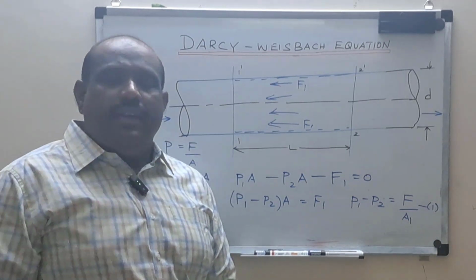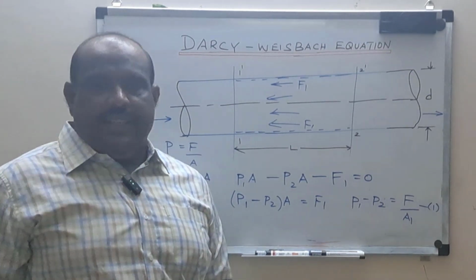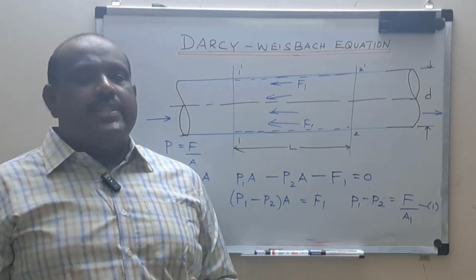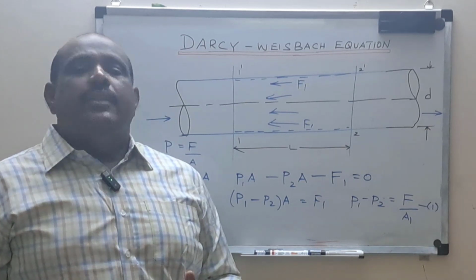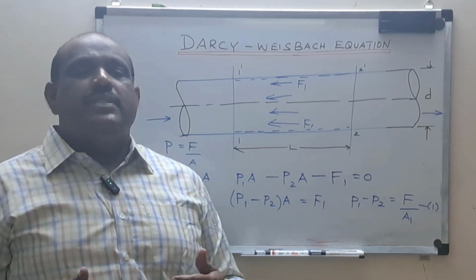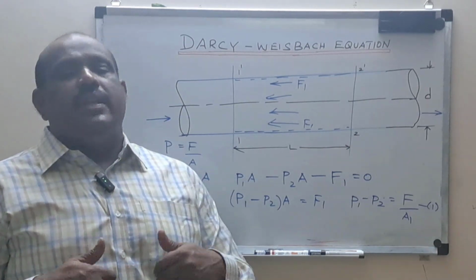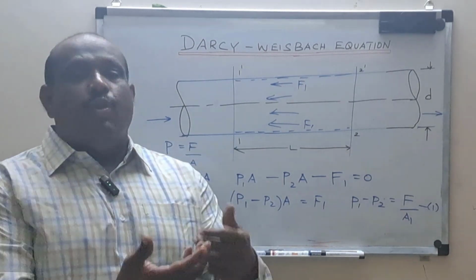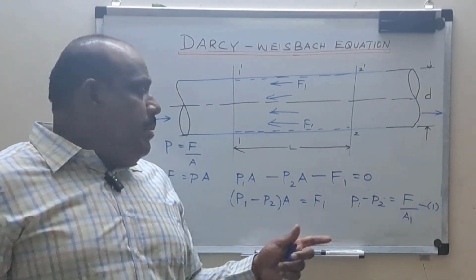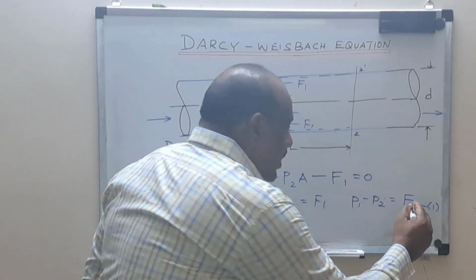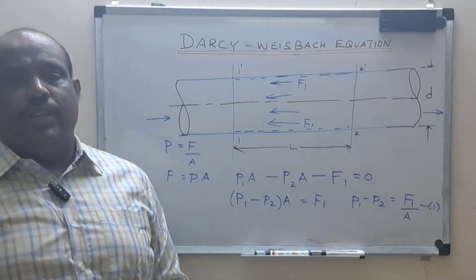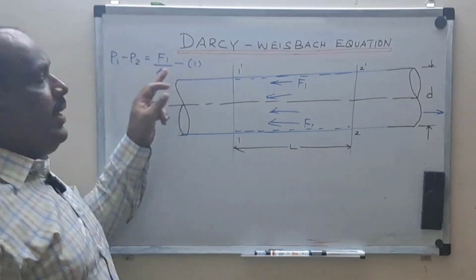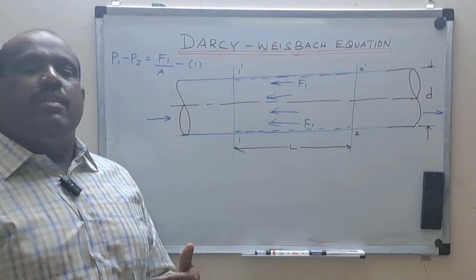So how did we get equation number 1? We got it by force balancing. What are the forces available? The pressure force and the frictional force. The force at section 1 is the pressure force, so it is P1A. The force at section 2 is P2A. Since it is outflow, we consider it as negative. Similarly, the frictional force acts opposite to the direction of the normal flow, so it is also negative. From this we arrived at P1 minus P2 equal to F1 by A, which is equation number 1, based on balancing of the forces.